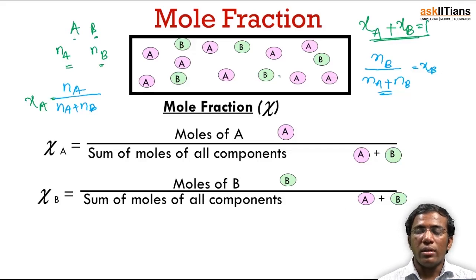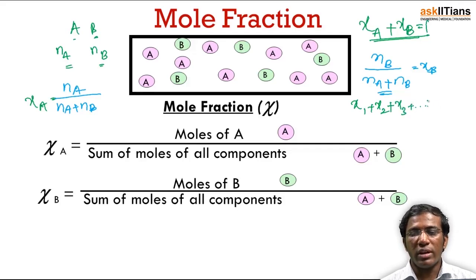So for a binary solution, we have mole fraction of A plus mole fraction of B equals 1. And it is not only applicable for a binary solution; even if the solution contains n components, this relation is still valid. That is, mole fraction of 1 plus mole fraction of 2 plus mole fraction of 3, and so on, suppose the solution contains n components, the sum of all these mole fractions will still be 1.